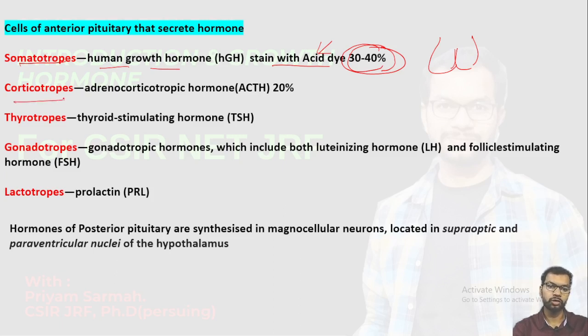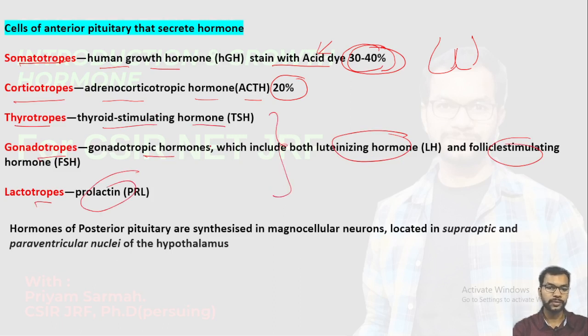Next type of cell is corticotroph. It secretes adrenocorticotrophic hormone. It accounts for about 20% of the total cells of the anterior pituitary. Thyrotroph secretes thyroid stimulating hormone. Gonadotroph secretes gonadotrophic hormones, which include luteinizing and follicle stimulating hormone. Then lactotroph secretes prolactin. These three cells, thyrotroph, gonadotroph and lactotroph, together account for about 3 to 5% of the total cells of the anterior pituitary.